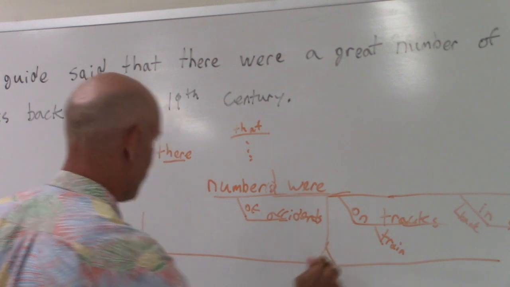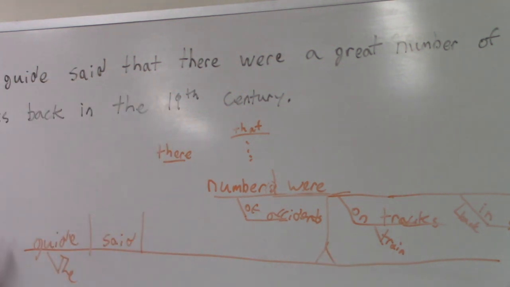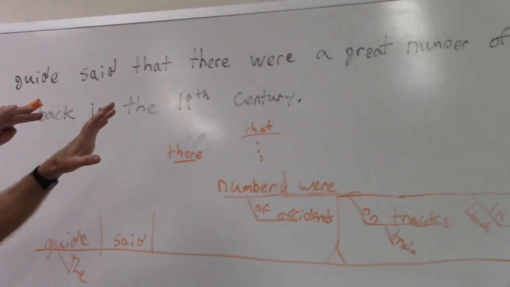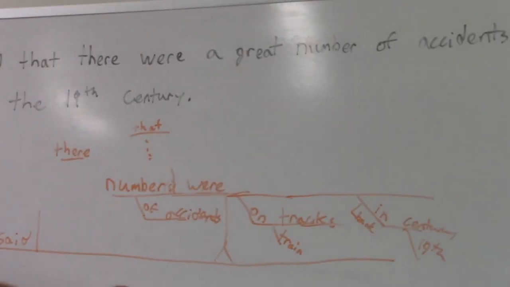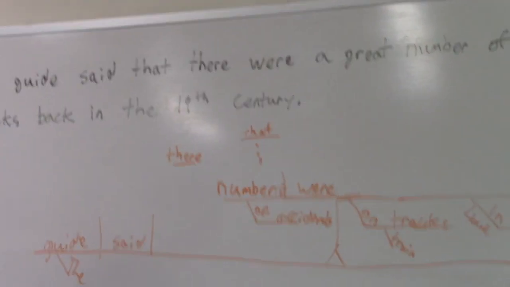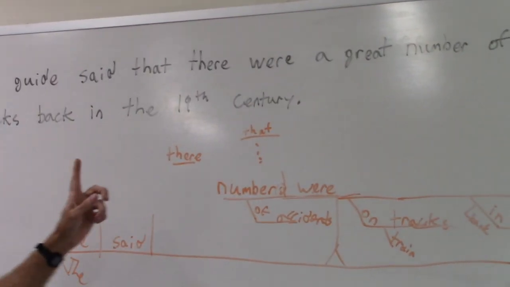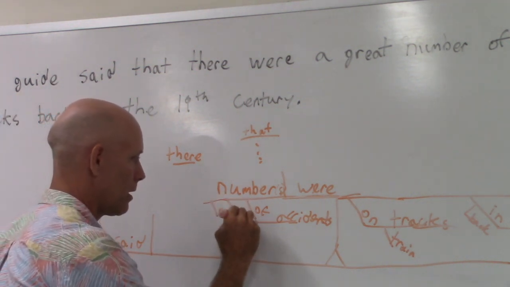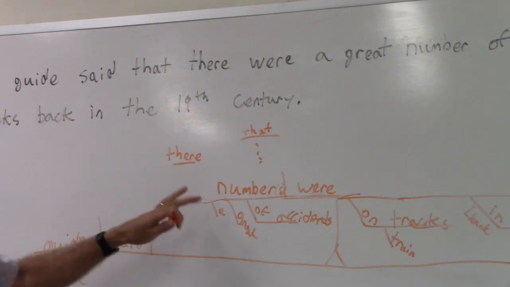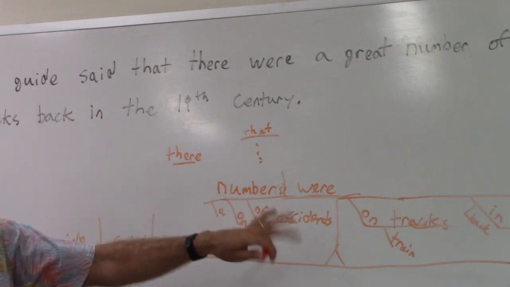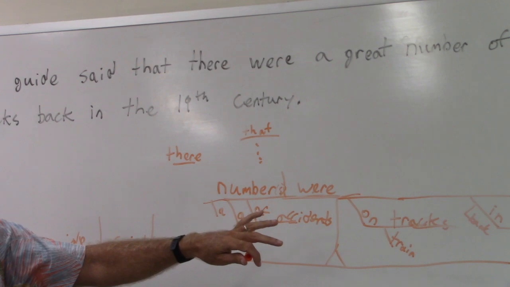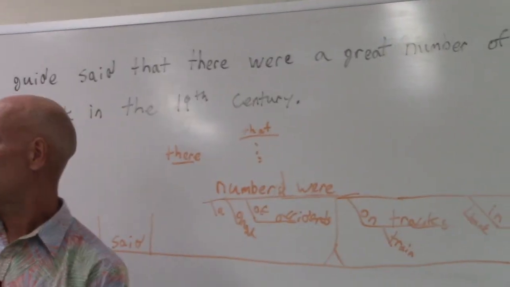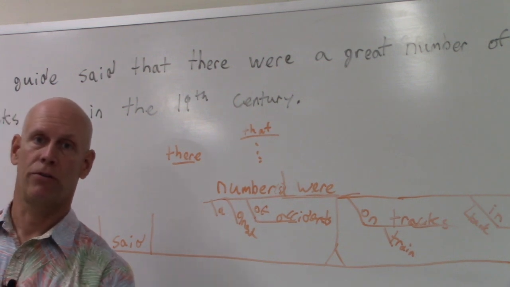And let's see what we have here. What did the guide say? The guide said this stuff, okay? This is the thing he or she said, and that's your direct object. What is, in fact, the information that was said? Okay. There were a great number, I forgot, right? A great number of accidents were on the tracks in the 19th century. Okay, nominal expletive clause. And we have one last one over here to look at.